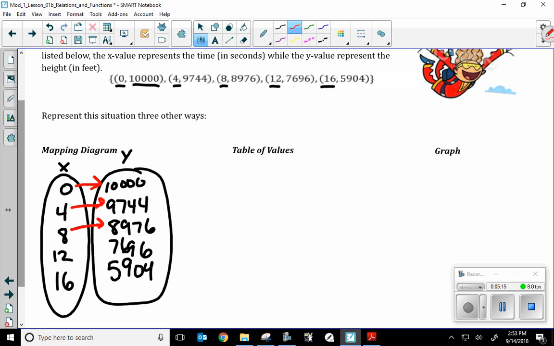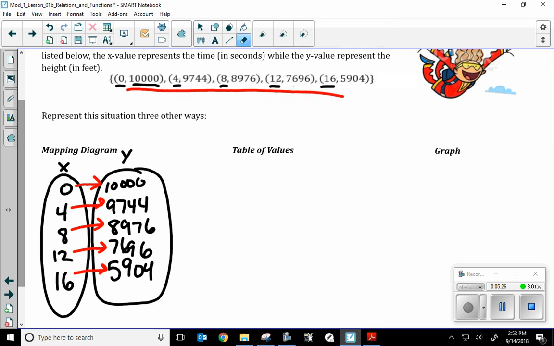Now, for this case, they haven't been written out exactly across from each other. But since this is mapping, we can't just assume that. We still need to draw our arrows. That is how we would have a mapping diagram of these sets of ordered pairs. All right?